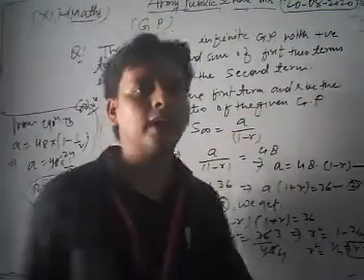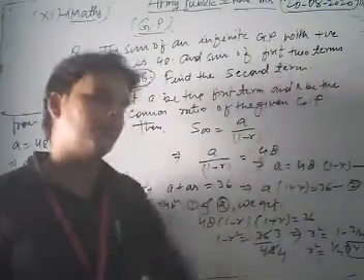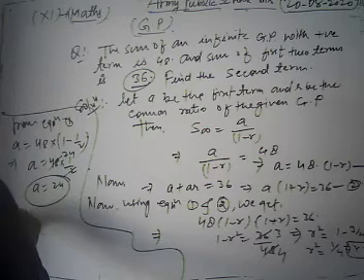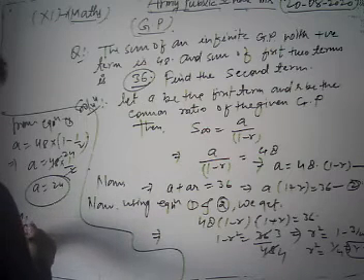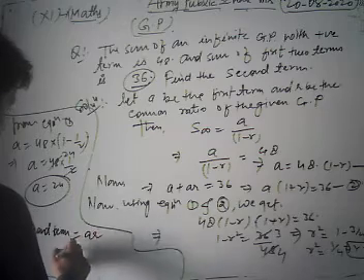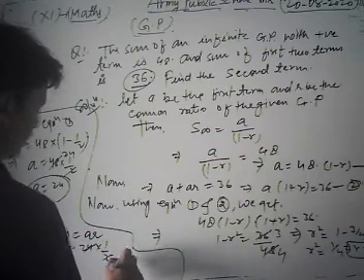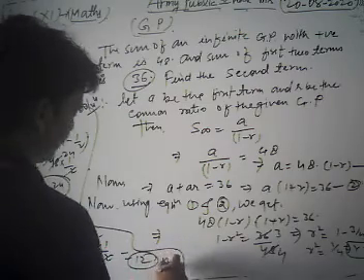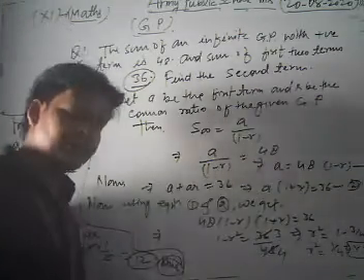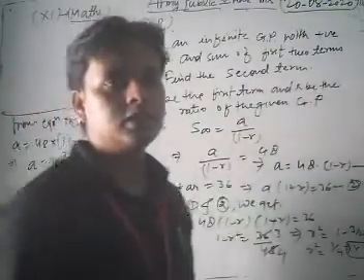Now we find the second term of this GP. Dear students, the second term is AR. So we put 24 and 1 by 2, which gives 12. So dear student, our answer is 12. So 12 is the second term of this GP.